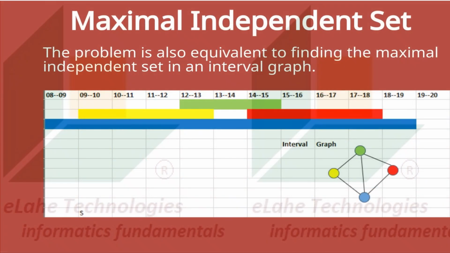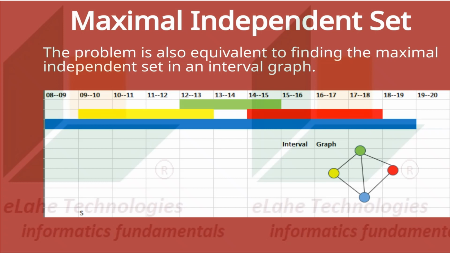Maximal independent set. The activity selection problem is also equivalent to finding the maximal independent set in an interval graph. An interval graph is defined with vertices representing intervals. An edge between a pair of vertices represents the intersection of the corresponding intervals. In a graph, an independent set is a set of vertices such that no two vertices in the set are connected by an edge. Finding the maximum-sized independent set in an interval graph has applications in VLSI routing.